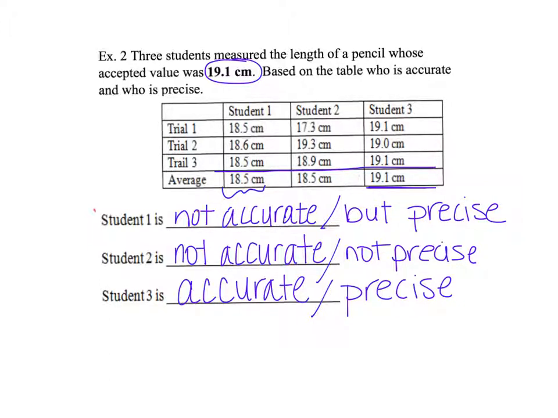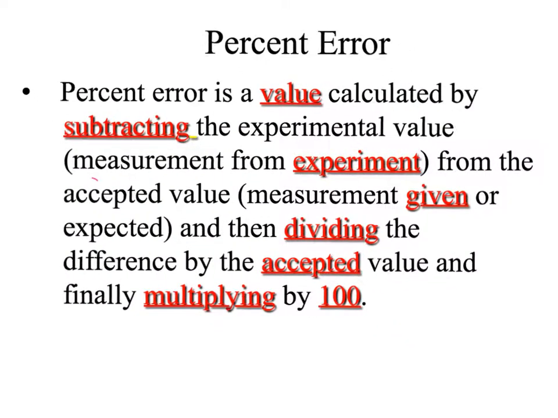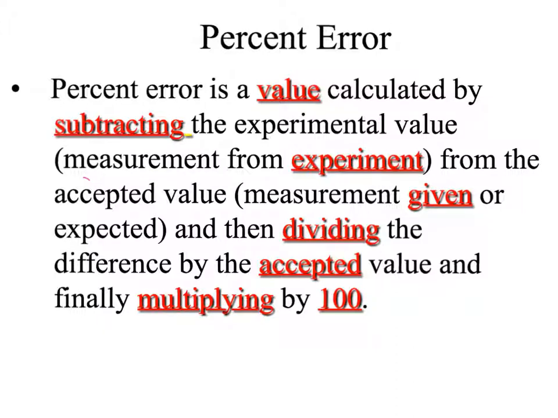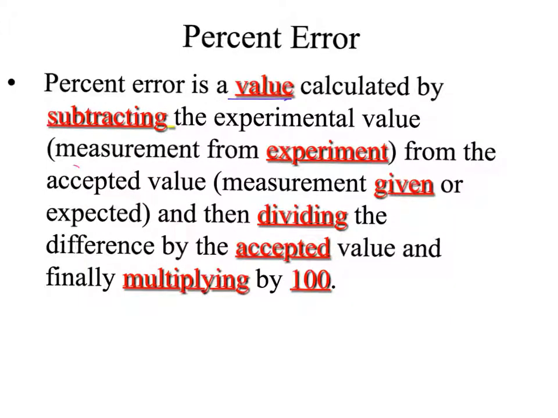All right. Cool. So now we're at percent error. So this should just be below. You are filling in the blanks there with the red. Okay, so percent error is going to be a value calculated by subtracting the experimental value, the measurement from the experiment.